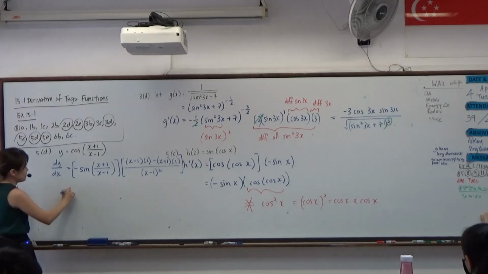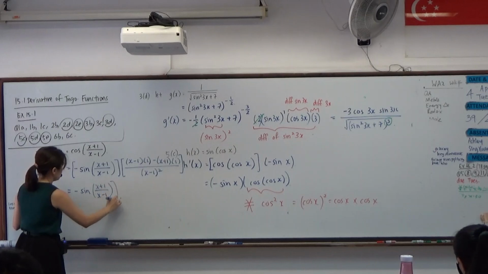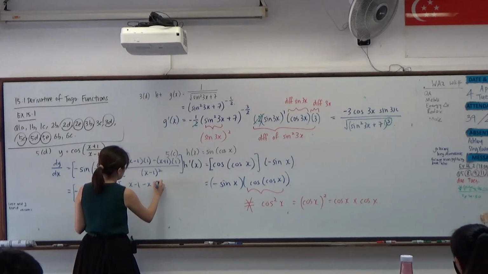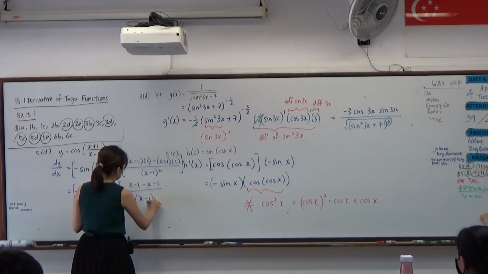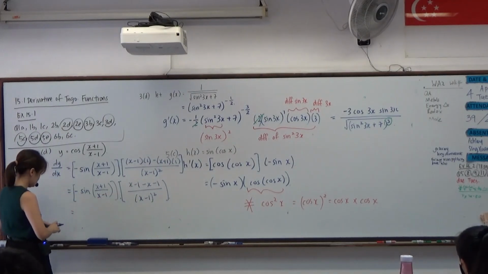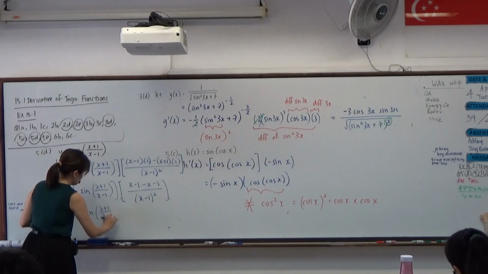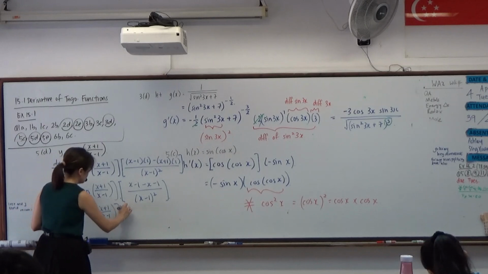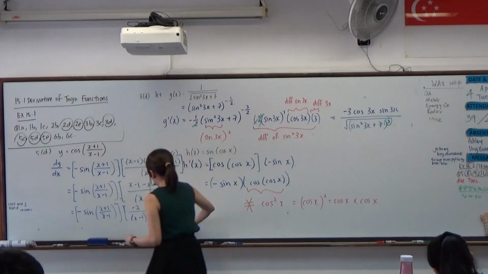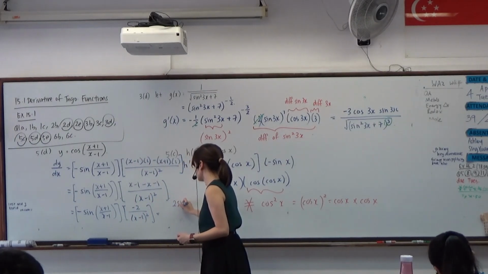Okay, simplifying it. We have x minus 1 minus x minus 1. So it's a negative 2 from here. Negative gives us positive. So we can have 2 sine.